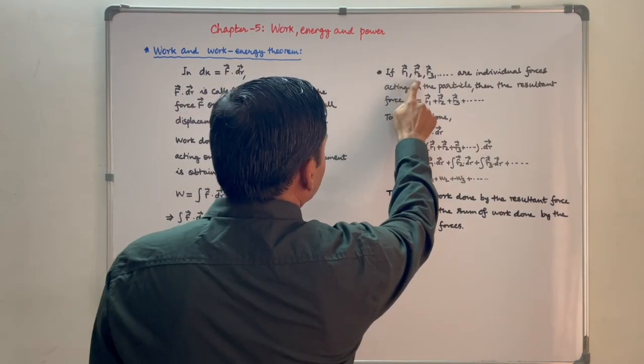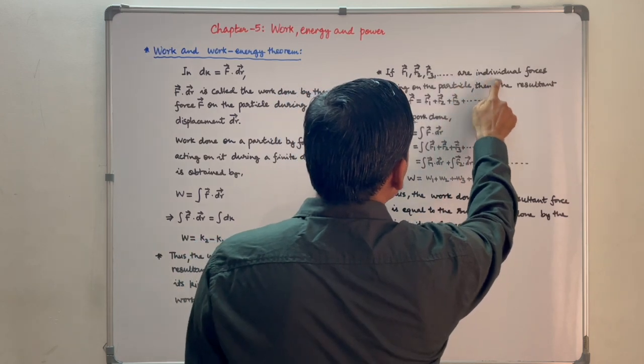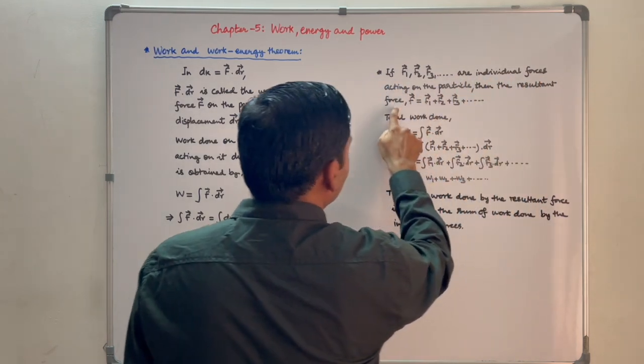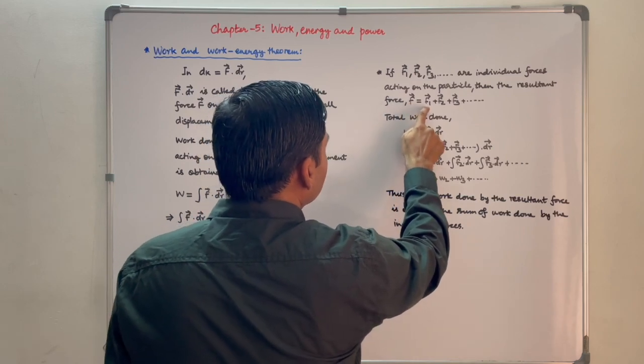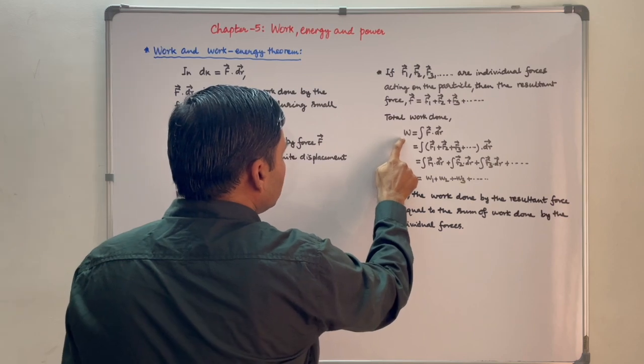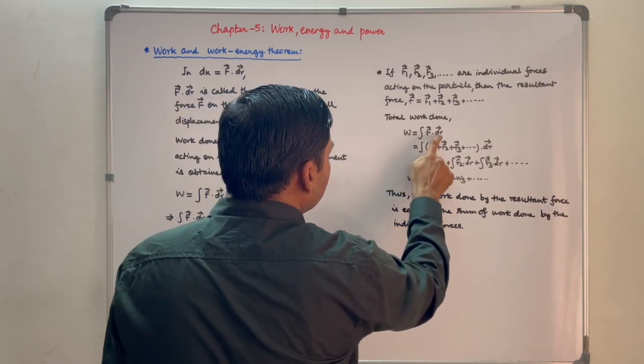If F1, F2, F3 and so on are individual forces acting on a particle, then the resultant force F is equal to the vector sum of the individual forces. Then total work done W is equal to the integration of F · dr.